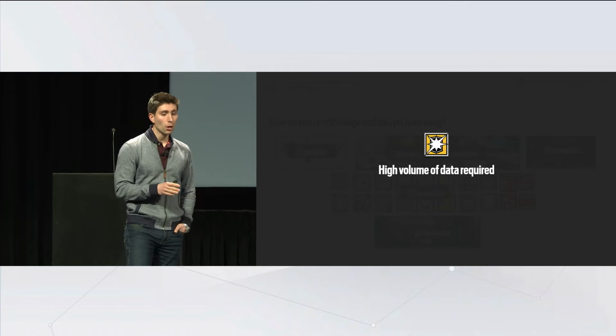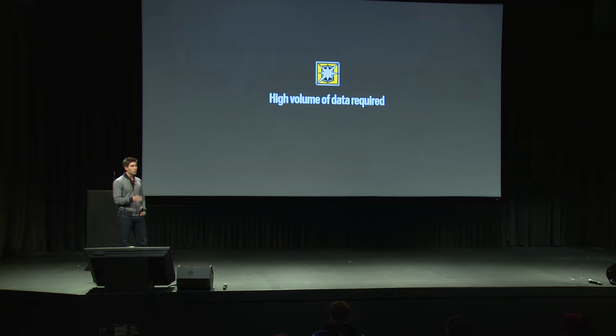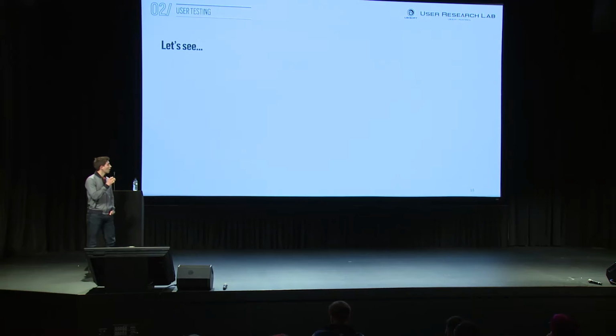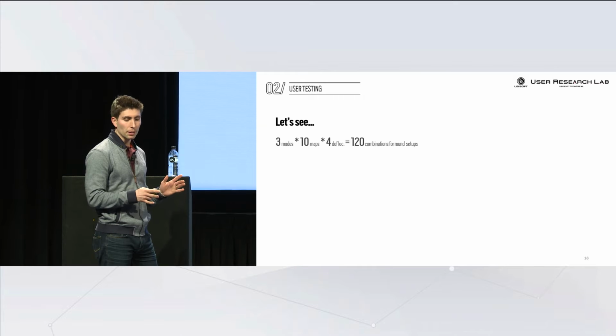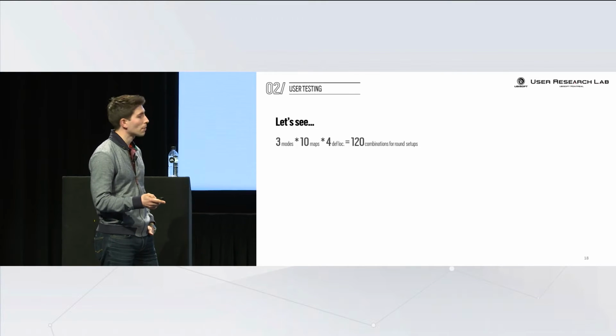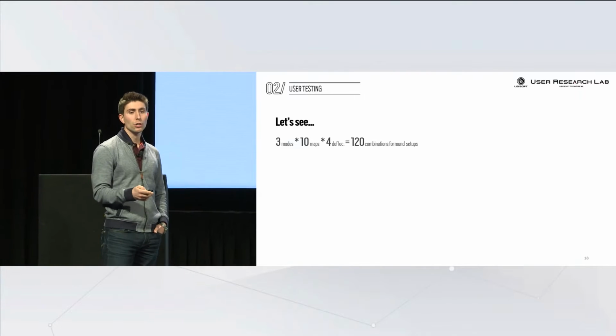So, the classic user approach: you collect as much data as possible during a session, and you look at win ratio, for instance. So you see me coming. I'm a statistics guy, I like numbers. Let's see, if I'm taking only PvP data: 3 modes, 10 maps, 4 defense locations. That's 120 combinations for the setup of a round.